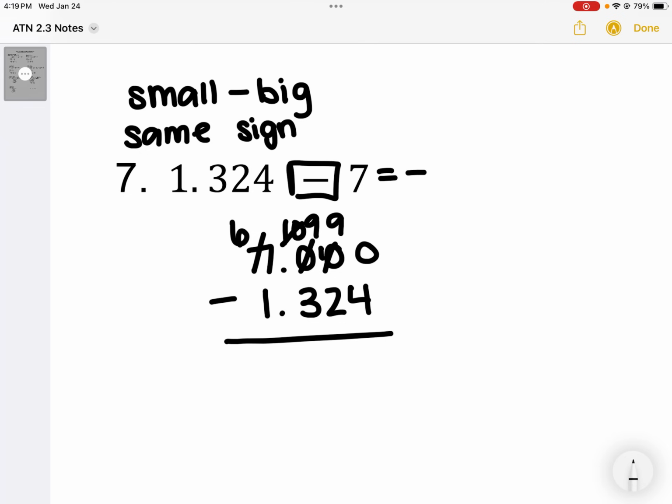10 minus 4 gives me 6. 9 minus 2 gives me 7. 9 minus 3 gives me 6. Do not forget to put your decimal. And 6 minus 1 gives me 5. Because I have already put a negative into my answer, my final answer is negative 5.676.